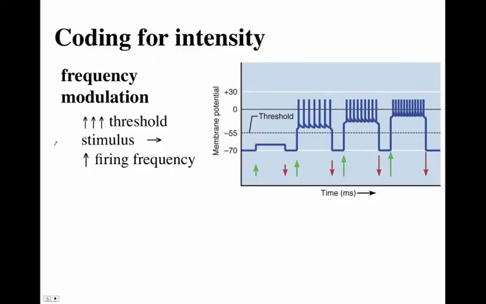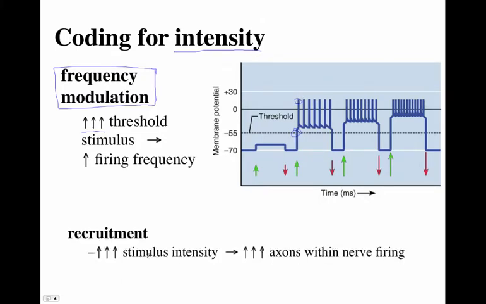This concept of how many action potentials we fire is the concept of intensity, and within that we take a look at frequency modulation. If we have an increased threshold stimulus, then we have increased firing frequency. The more times that we hit threshold, the more times we're going to fire a complete action potential. Recruitment then is the idea that if we have increased stimulus intensity, then we're going to have increased axons within the nerve firing. The more stimulus we have, the more axons that we're going to fire.